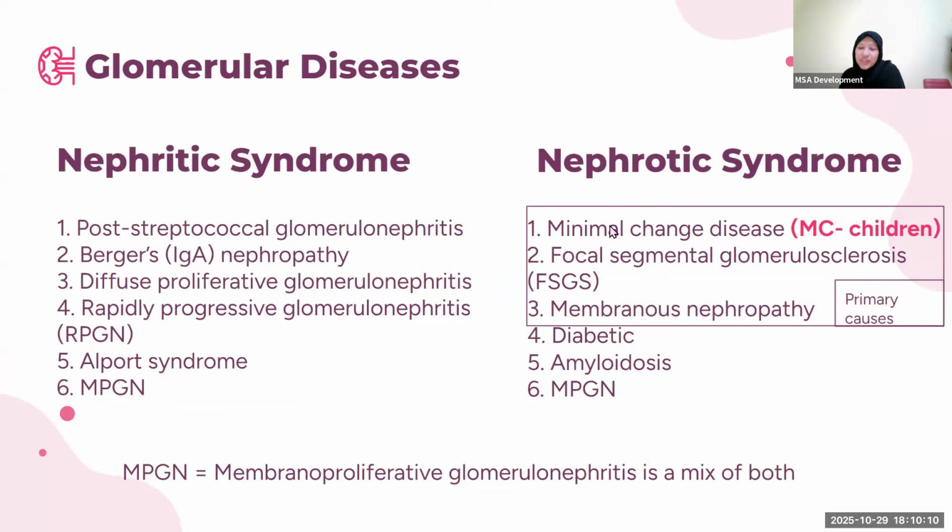Of course, there will be more clues, like a kidney biopsy, which I'll get into, which will differentiate all of these from each other. But that is just something to keep in mind. Minimal change disease is the most common nephrotic syndrome, especially in children.